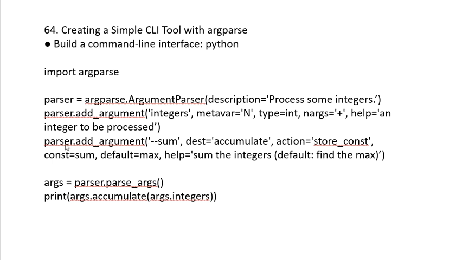parser.add_argument('--sum', dest='accumulate', action='store_const', const=sum, default=max, help='sum the integers (default: find the max)'), args = parser.parse_args(), and print(args.accumulate(args.integers)).